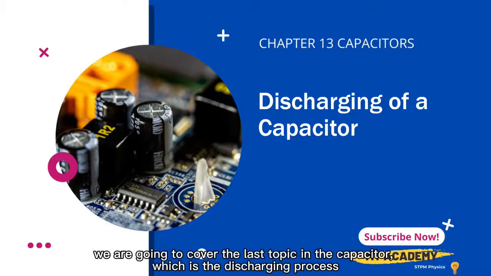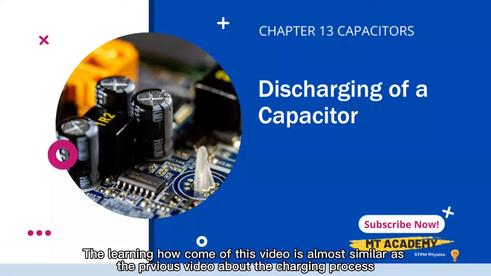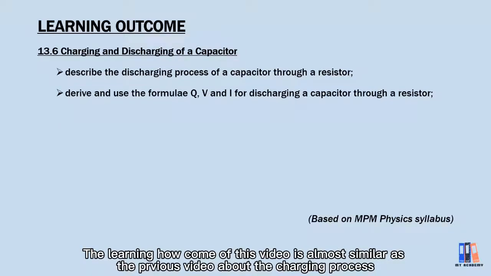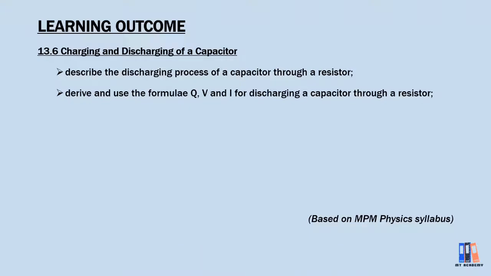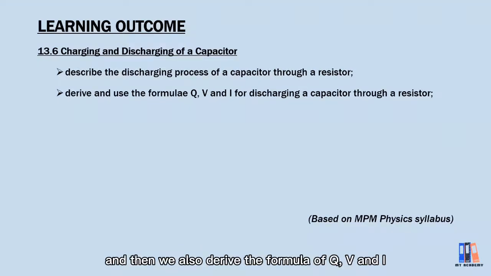In this video, we are going to cover the last topic in the capacitor, which is the discharging process. The learning outcome of this video is almost similar to the previous video about the charging process, where we are going to describe the discharging process of the capacitor, and then we also derive the formula of Q, V, and I.